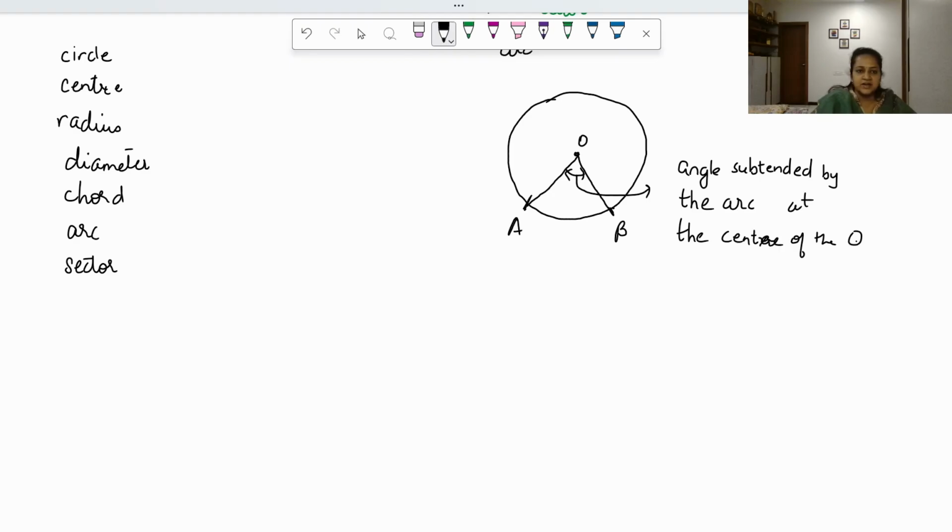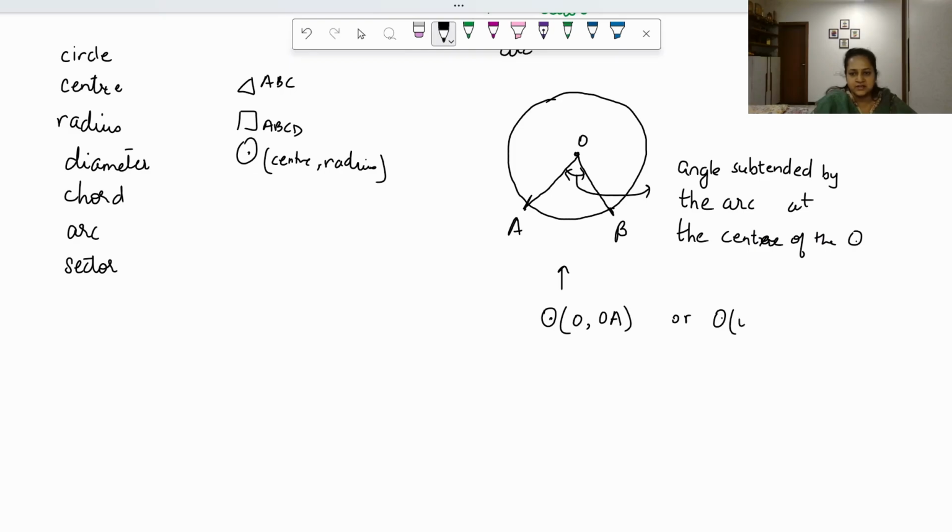Now, the circle, how to note it? Triangles we write like this, quadrilaterals we write like this, circle we write like this. If we write triangle ABC, we write quadrilateral ABCD. What about the circle? The circle will be written with the notation: first the center, comma, radius. If I want to write this circle, I'll write circle with center O and radius OA. OA is one radius and OB is one radius. Whichever we want, we can take. You can write a circle with center O and radius OA, or with center O and radius OB, that is also fine.